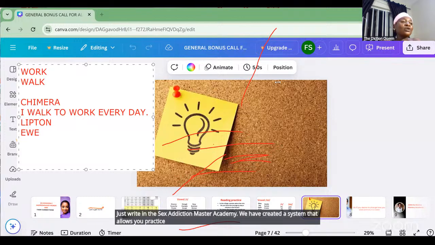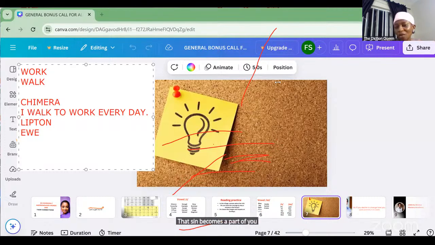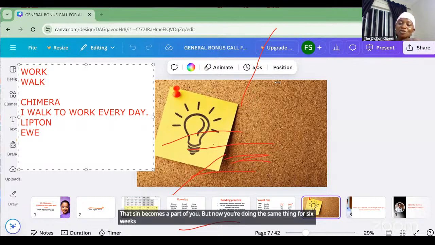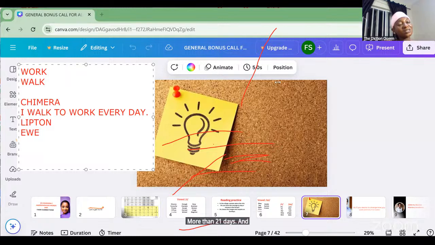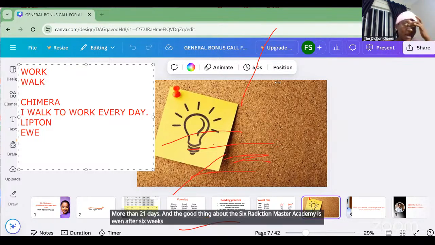There's a saying that when you do something for 21 days, that thing becomes a part of you. But now you're doing the same thing for 6 weeks. That is Mondays to Saturdays. Monday to Saturday is 6 days. 6 times 6, you're doing it for 36 days, more than 21 days. And the good thing about the 6-week Diction Mastery Academy is even after 6 weeks, you can remain there. You can keep coming to the Zoom sessions where we have practice sessions like this.